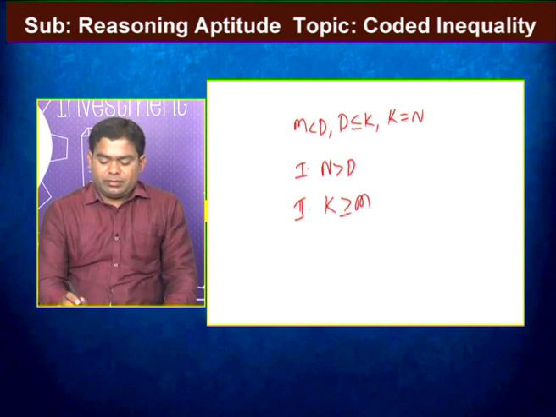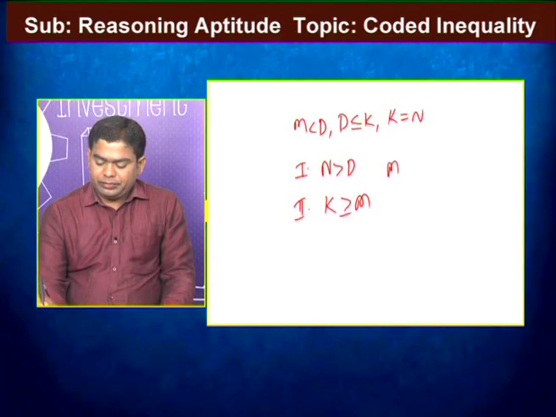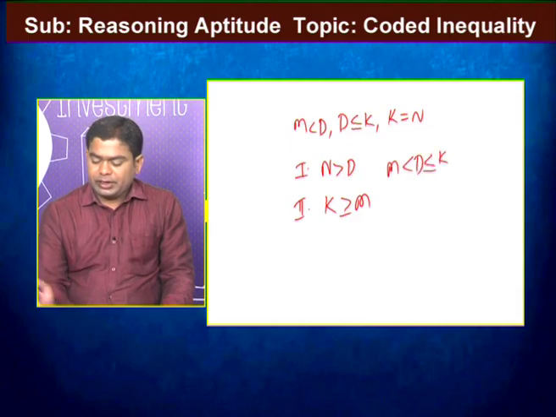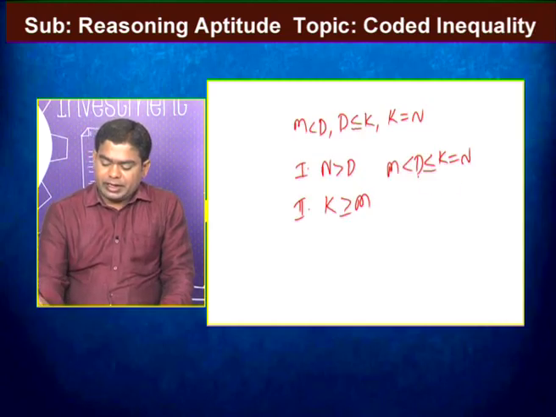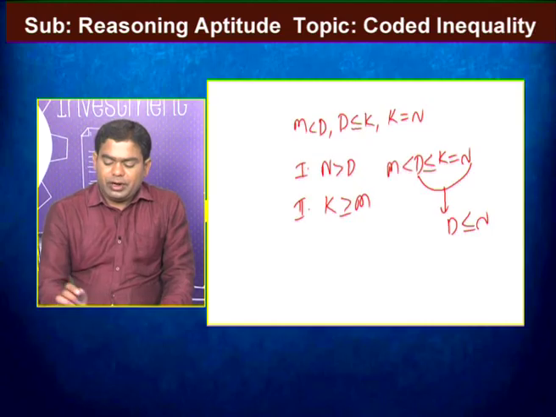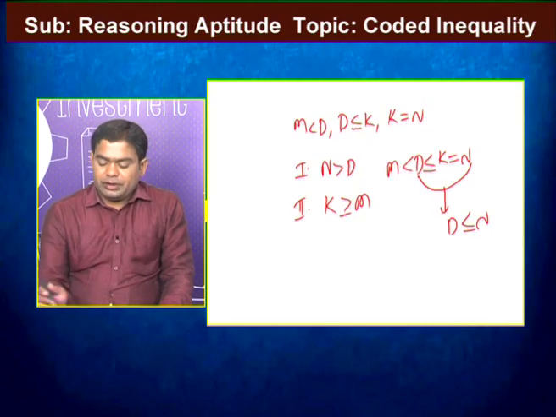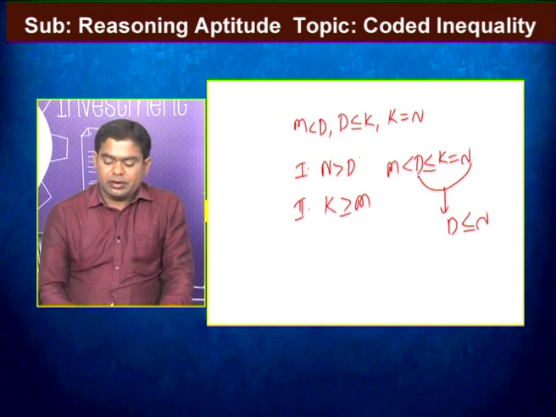So here first of all we combine the given statement. That is M less than D less than or equal to K equal to N. In this combined statement we verify the relation between D and N. Here we get D less than or equal to N, but in our conclusion it is only N greater than D, so both are different. That means the given conclusion is not satisfied, that means conclusion 1 does not follow.